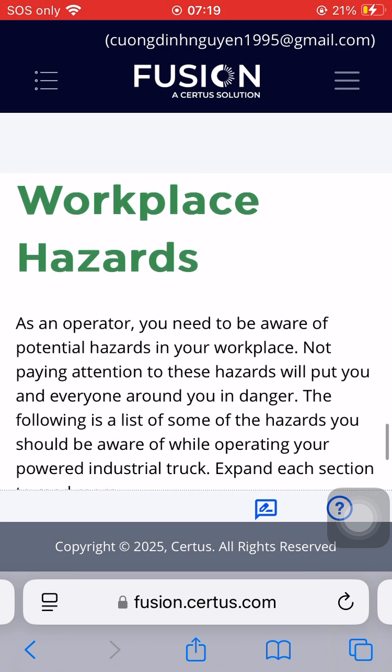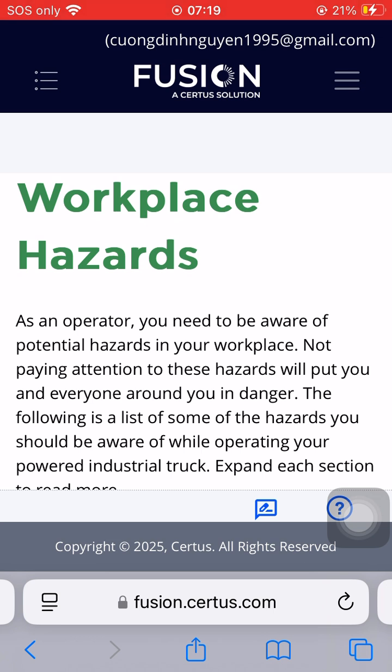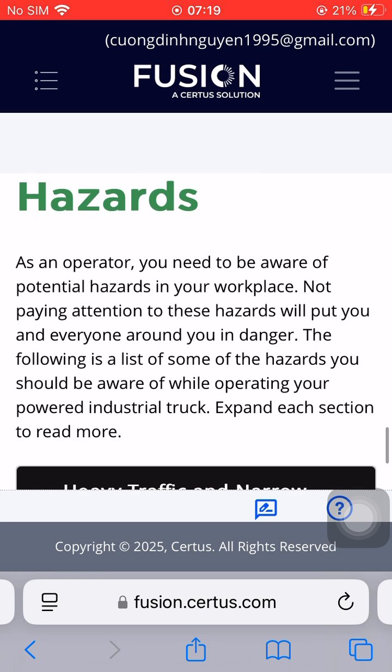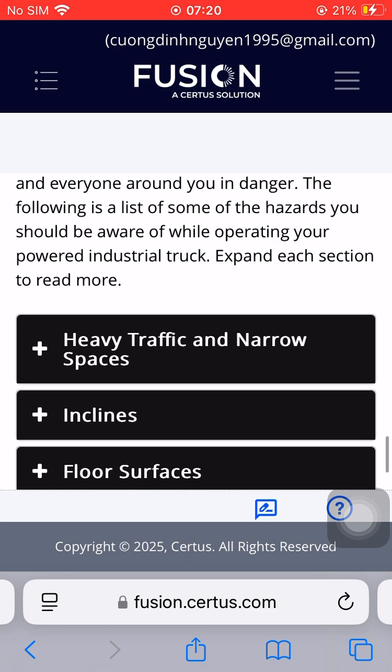Workplace hazards. As an operator, you need to be aware of potential hazards in your workplace. Not paying attention to these hazards will put you and everyone around you in danger. The following is a list of some of the hazards you should be aware of while operating your powered industrial truck. Expand each section to read more.